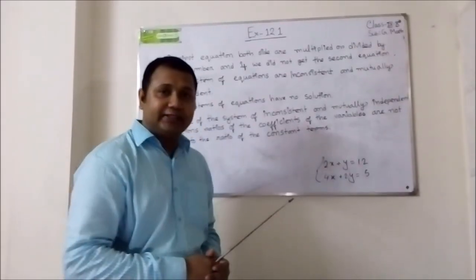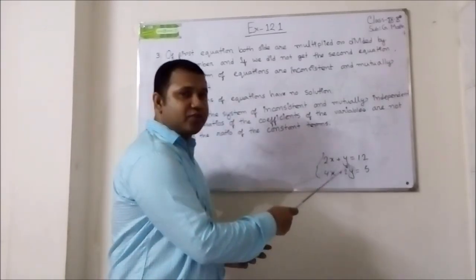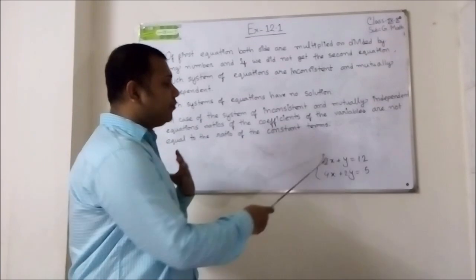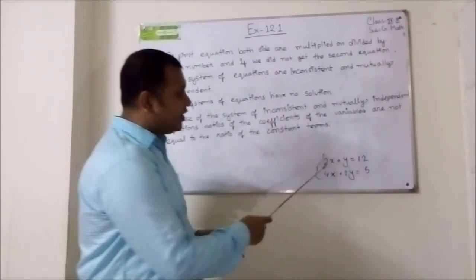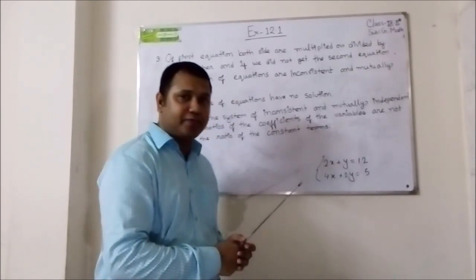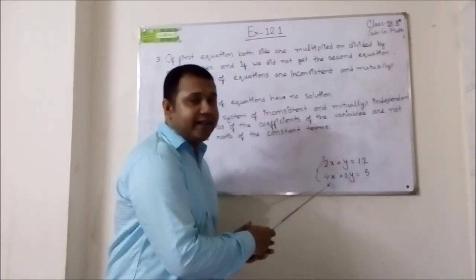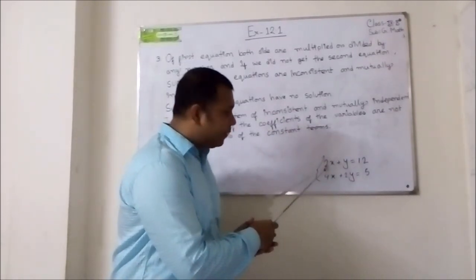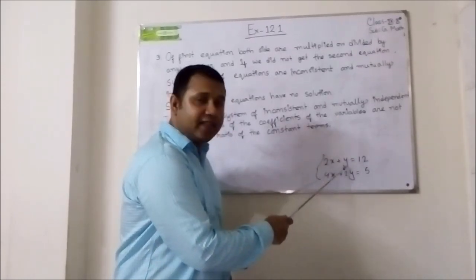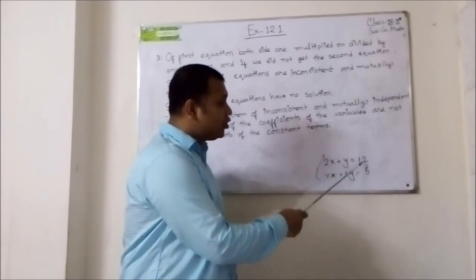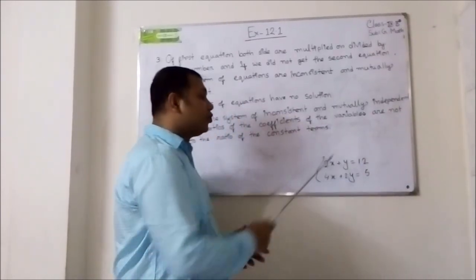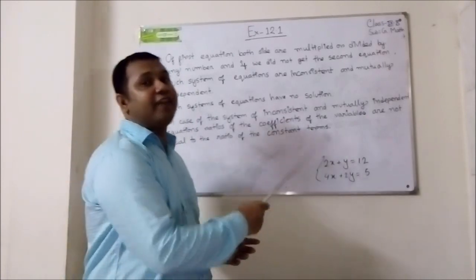Look at this system of equations: 2x plus y equal to 12, 4x plus 2y equal to 5. If you multiply the first equation by 2, you are not going to get the second equation. Multiplying, 2x into 2 is 4x, 2 into y is 2y, 2 into 12 is 24, but it is not 24, it is 5. If we divide, we will not get the first equation.